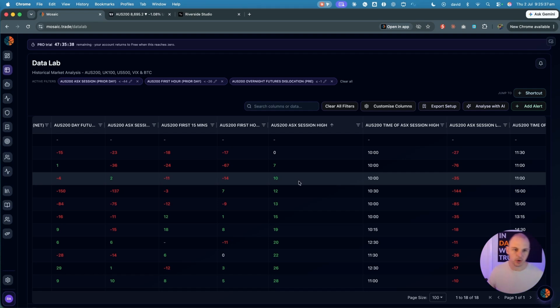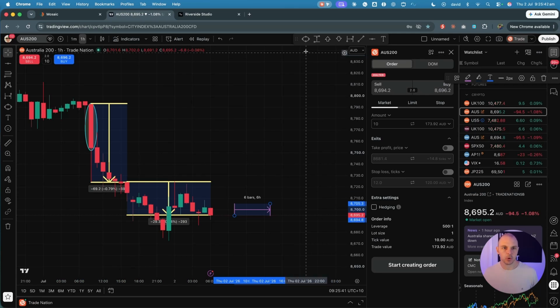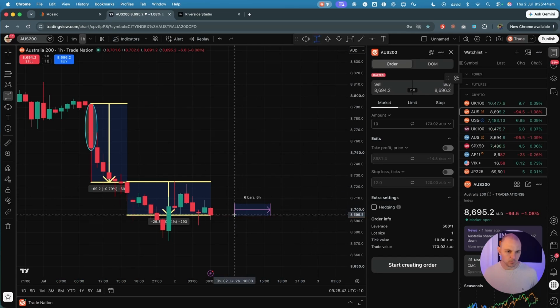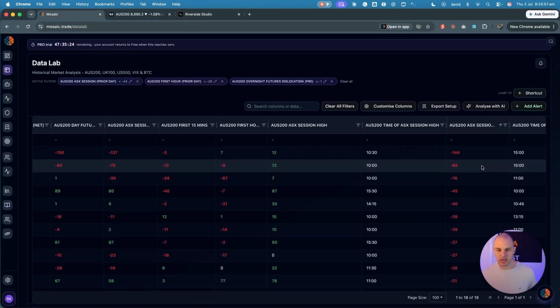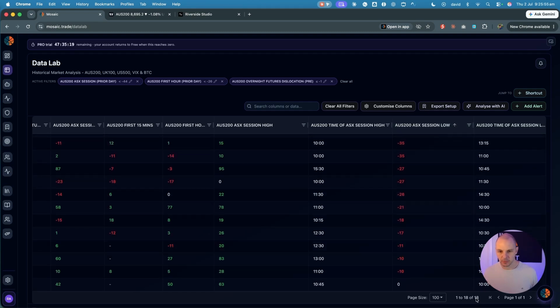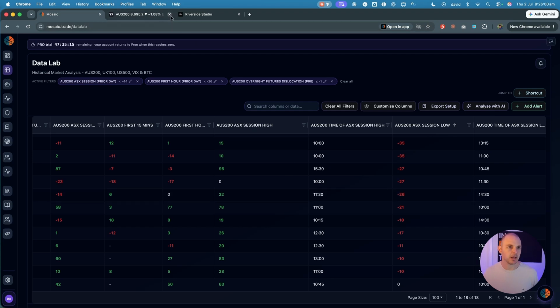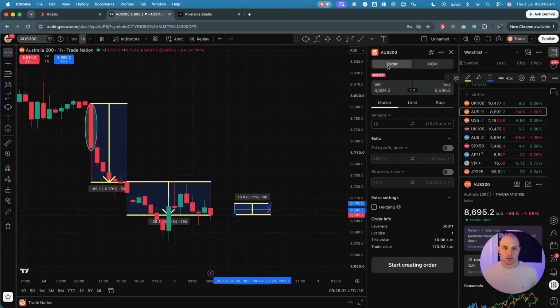So you can pretty much say 90% of the time, the market has rallied at least 10 points to highs at some point through this period. And similar with the ASX session to lows. Again, we've got 18 occurrences here, and 17 of them have reached at least 10 points to lows. So that's all that daily context is saying.